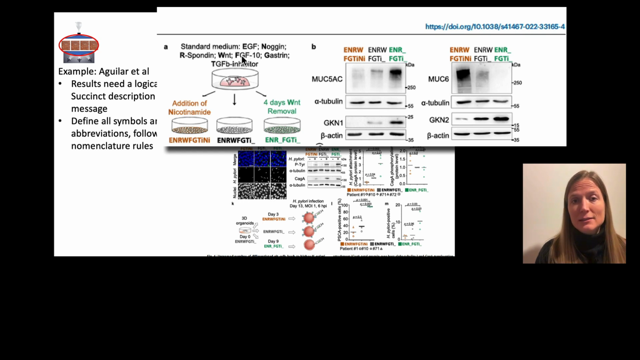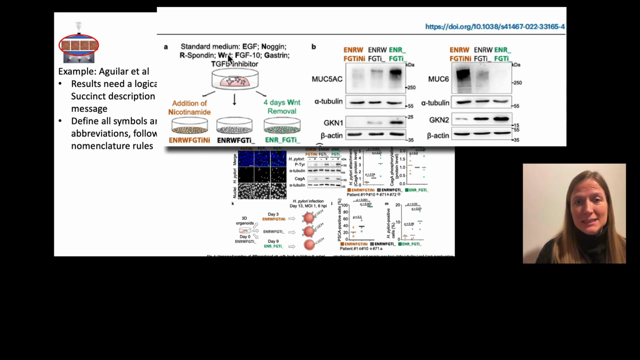Yeah, so this is the standard medium with EGF, noggin, R-spondin, Wnt, FGF10, gastrin, and TGF-beta inhibitor. In short, ENRWFGTI. If I now add nicotinamide, I have another N at the end. If I don't have this nicotinamide, I have exactly these abbreviations. And if I remove Wnt, then the W here in the medium is missing.